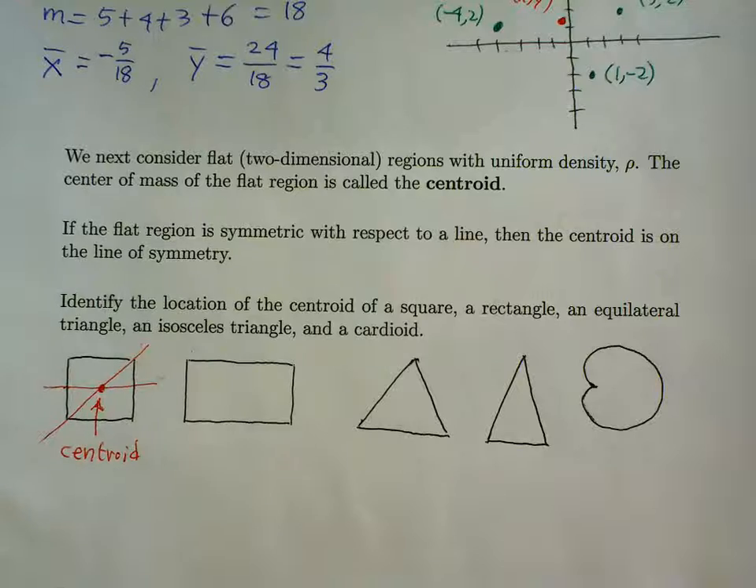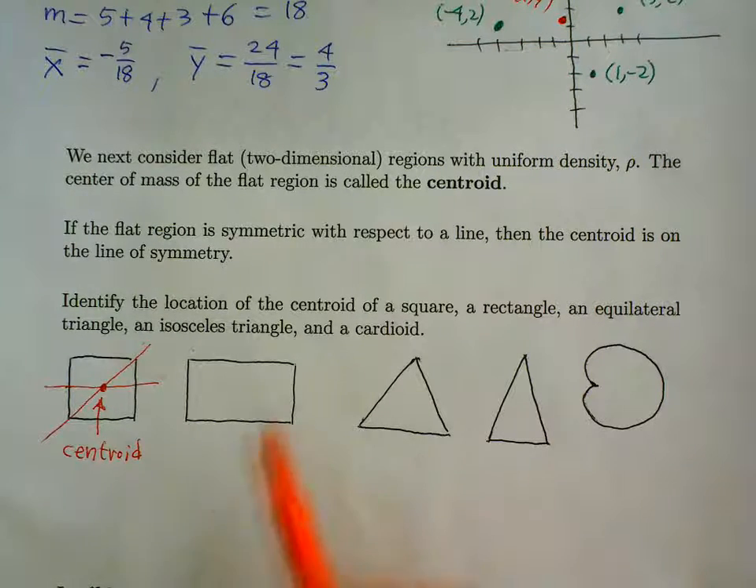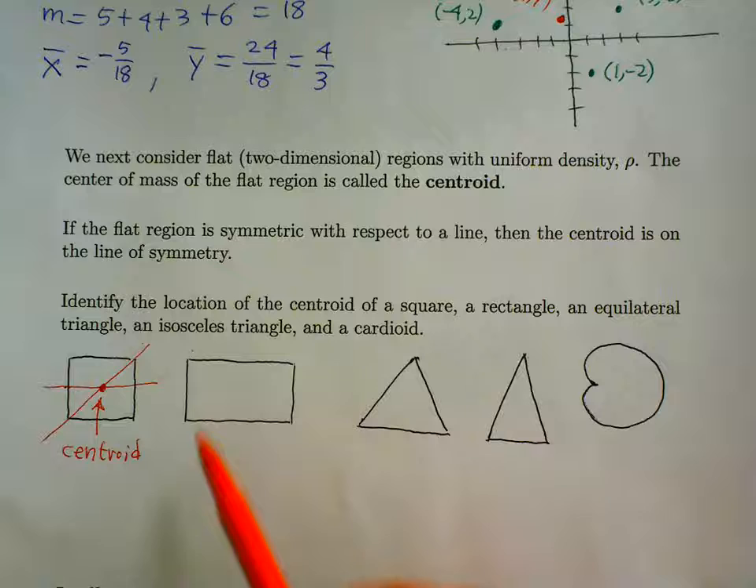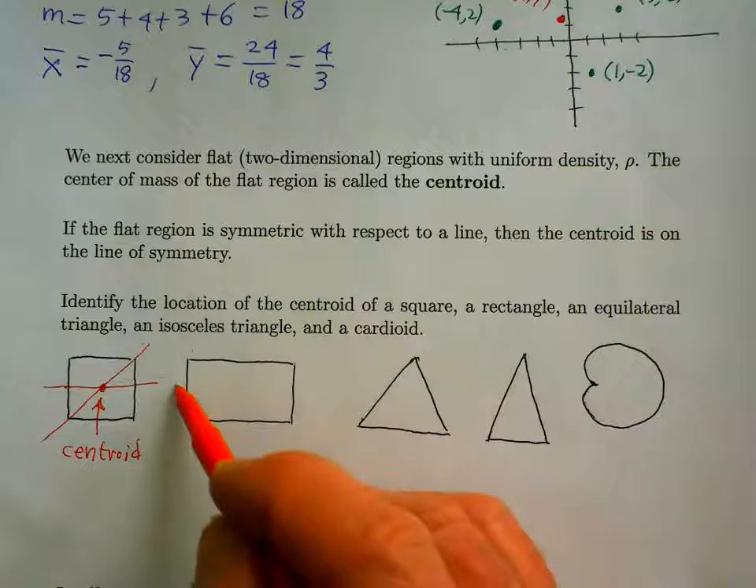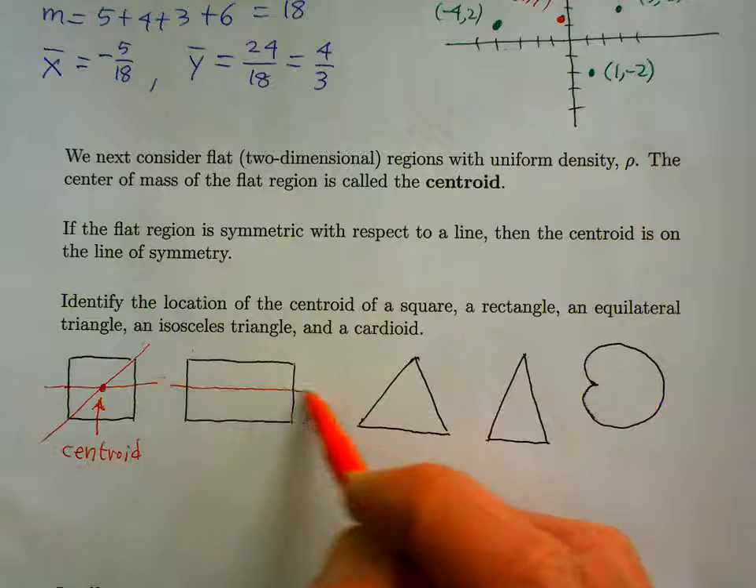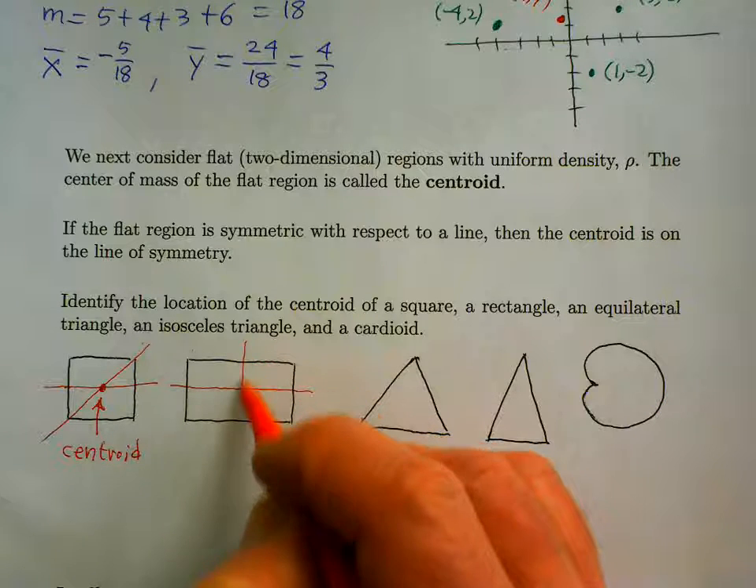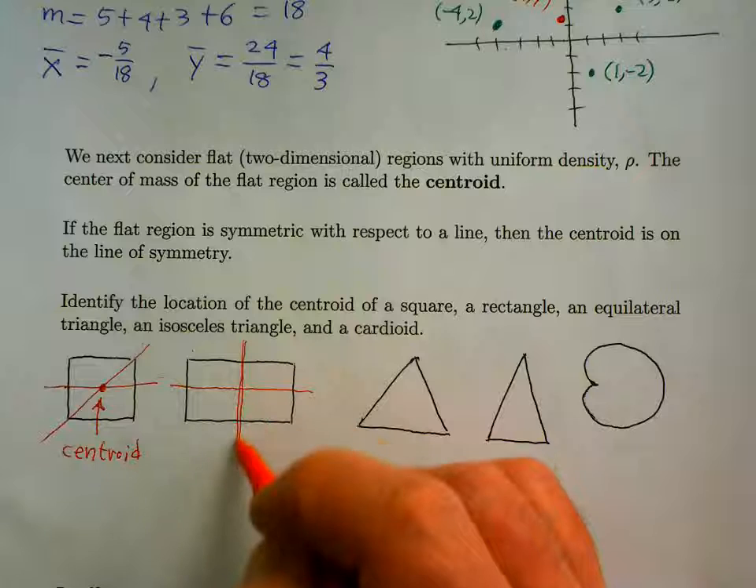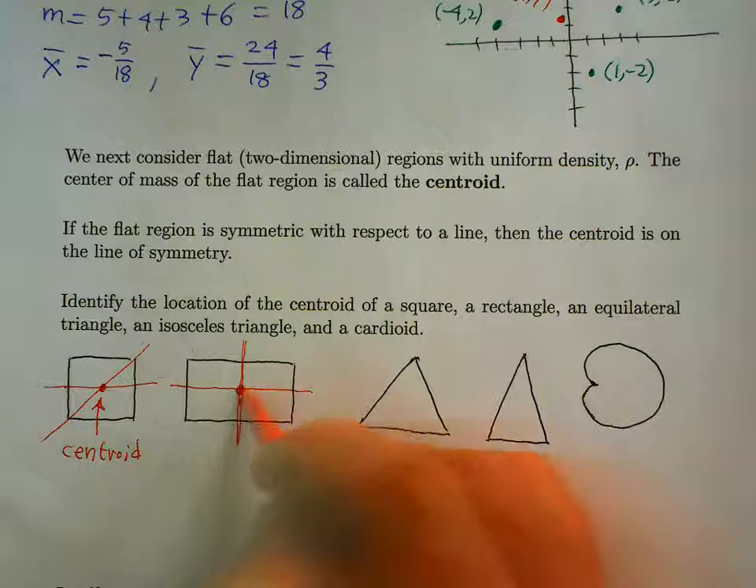A rectangle is not much different. So I'll use a horizontal line of symmetry and a vertical line of symmetry. So the intersection is the centroid.